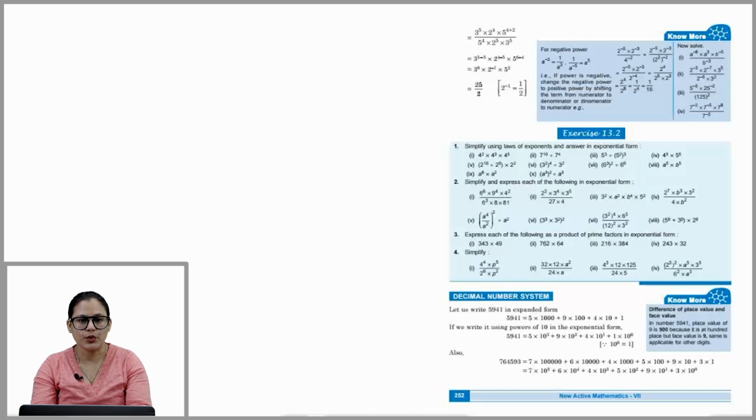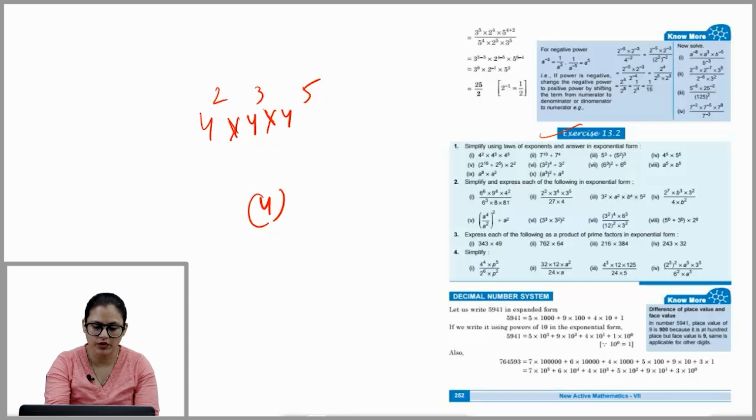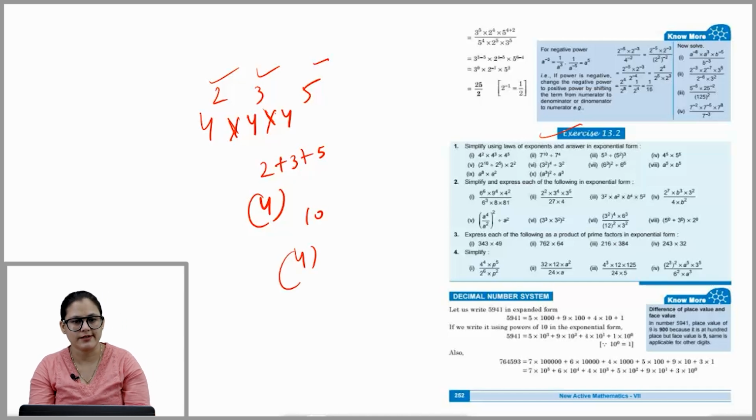Let's do exercise 13.2. Simplify using the laws of exponents and answer in exponential form. Okay, you have to write in exponential form. 4 raised to the power 2 multiplied by 4 raised to the power 3 multiplied by 4 raised to the power 5. Okay, the base is the same and there is multiplication, so we will add up all the powers. So 2 plus 3 is 5, plus 5 is 10. 4 raised to the power 10 is the answer, right?